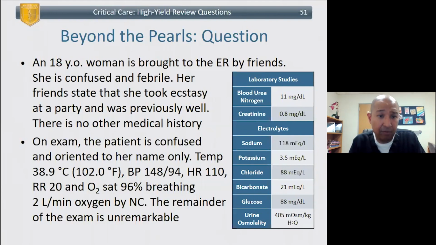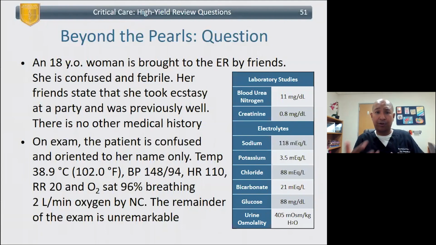Okay. So an 18-year-old woman is brought to the ER by friends. She is confused. She is febrile, and her friends state that she took some ecstasy at a party, but she was previously well with no past medical history. So stop right there. Why am I bringing ecstasy in here?